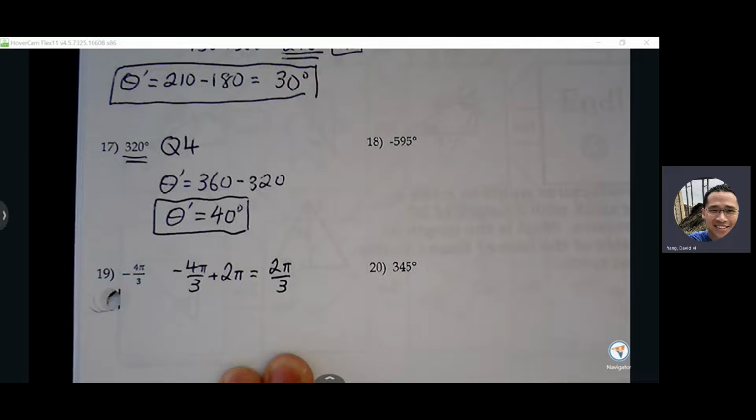Okay, 17 is pretty straightforward because it's already an easy angle to recognize. It's in the fourth quadrant. So subtract using 360.